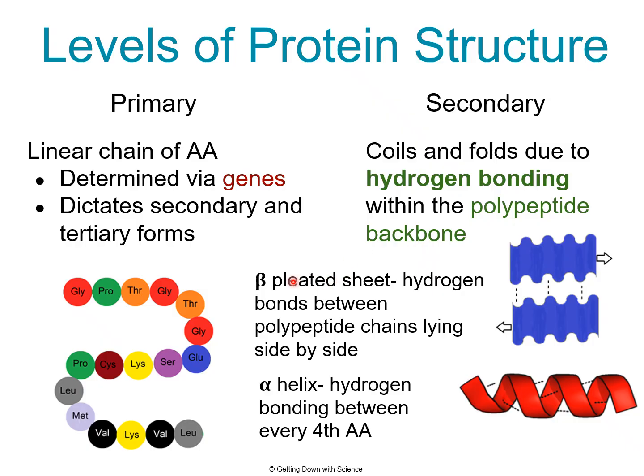Beta pleated sheets are formed if the hydrogen bonds are formed between the polypeptide chains that are lying right next to each other, side by side. That forms beta pleated sheets. We get alpha helix if hydrogen bonds occur between every fourth amino acid. So that is the difference between the two. Where these hydrogen bonds are forming is what determines if they're beta pleated sheets or alpha helix.